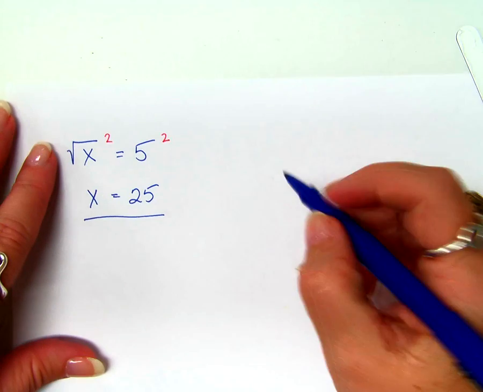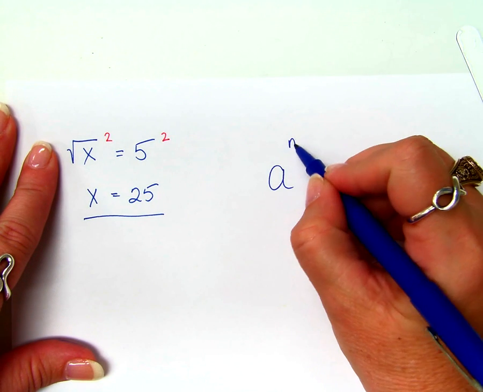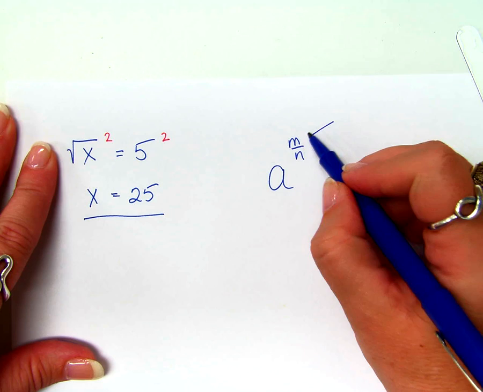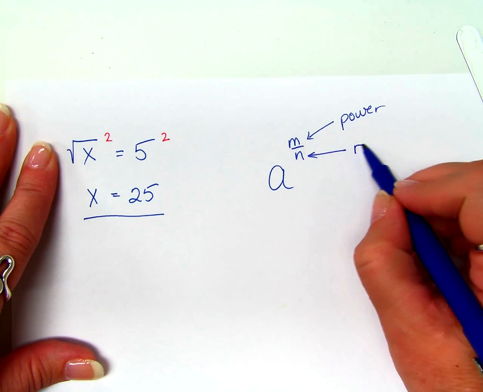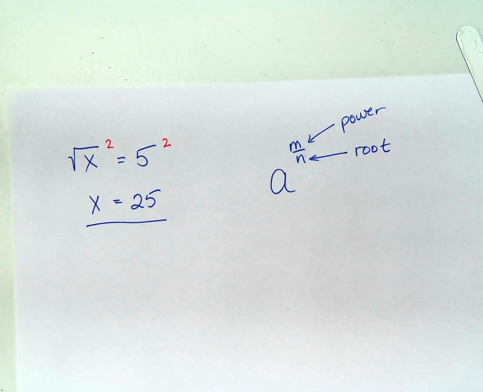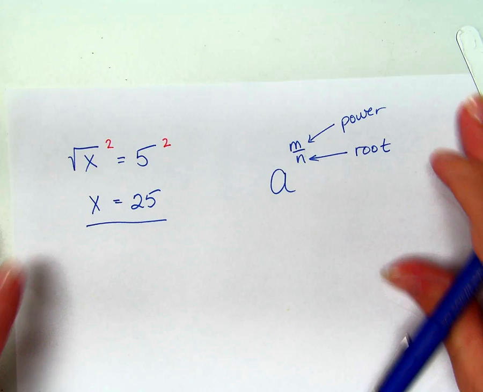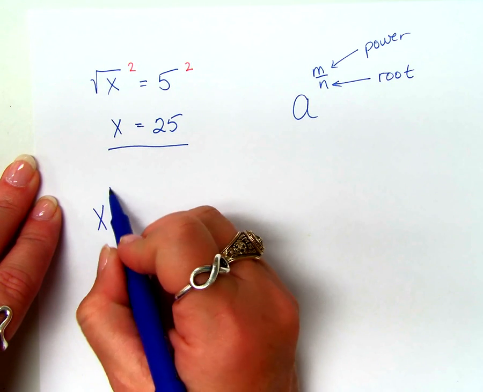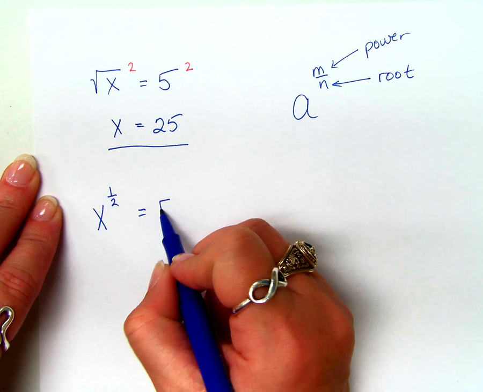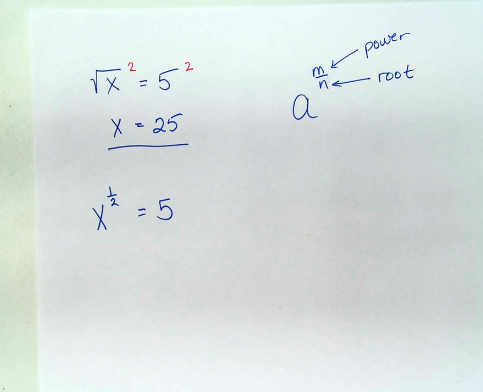This is what it was. A to the m over n. And I told you the top was the power and the bottom was the root. Right? Okay. Well, you kind of need to know what that means, right? So here's an example of how we might use it. X to the 1/2 power equals 5.